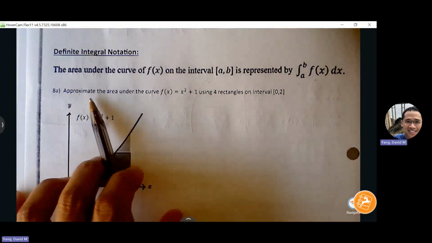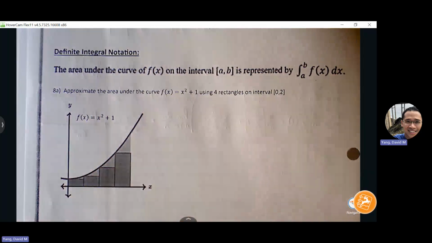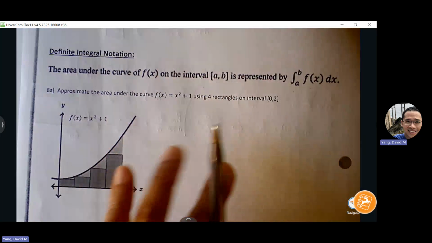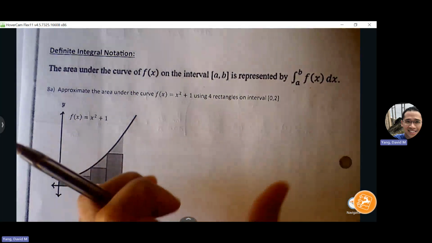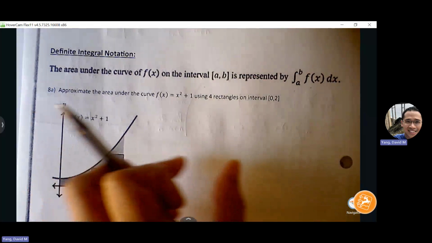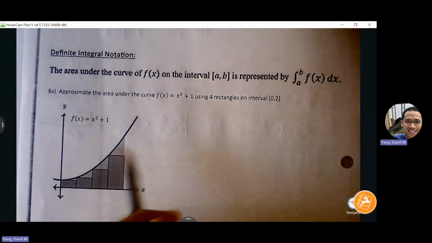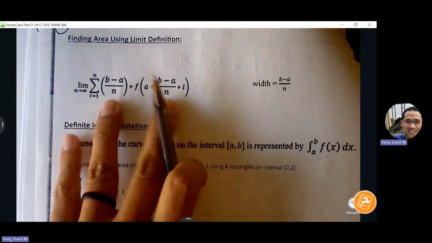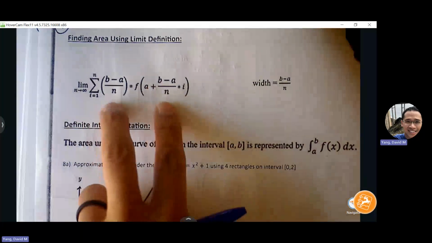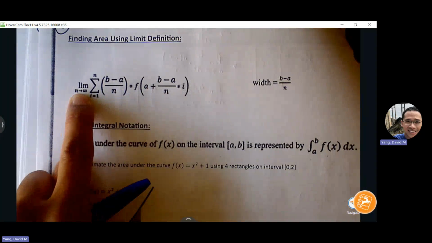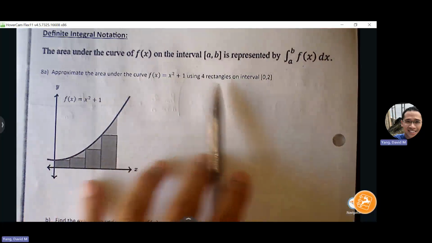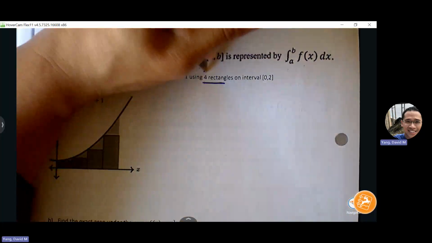But for this one here, it says approximate the area using 4 rectangles on the interval from 0 to 2. So I want to show you what the approximation looks like. And then let's see if we can find the similarity between the approximation and the exact area under the curve if we were to push that n out to infinity. So if I want to approximate the area under the curve using 4 rectangles, this is my n value. And then my interval are my A and B values.